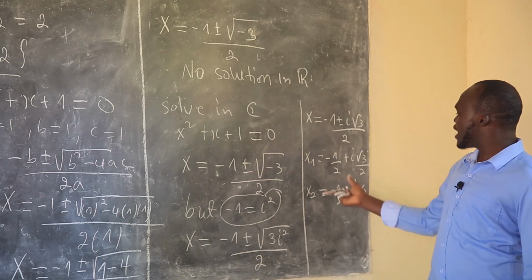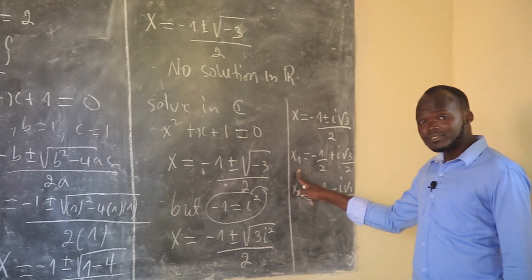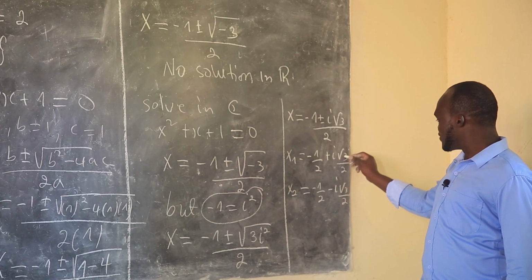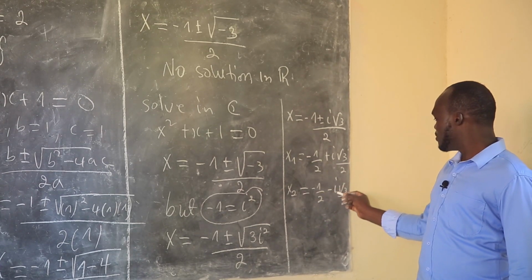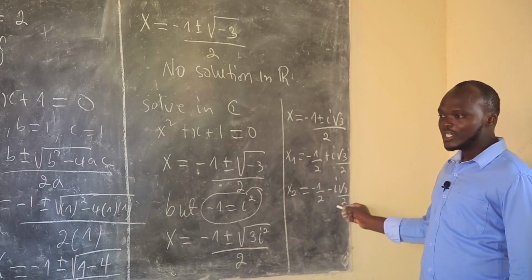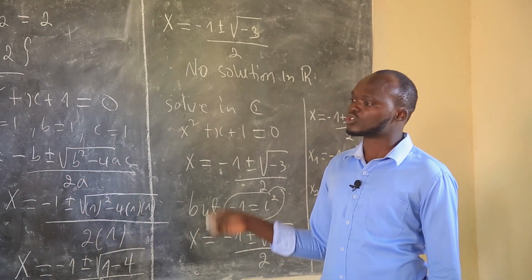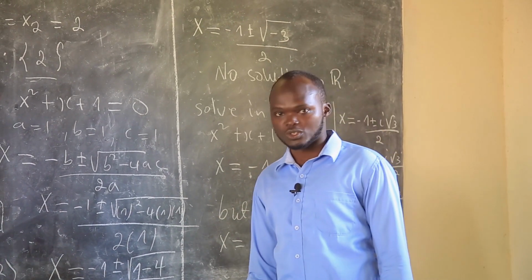So now we have a solution set that contains x1, which is negative 1 over 2 plus i root 3 over 2, and x2, negative 1 over 2 minus i root 3 over 2. So that's how complex numbers help us to solve an equation that real numbers cannot solve.